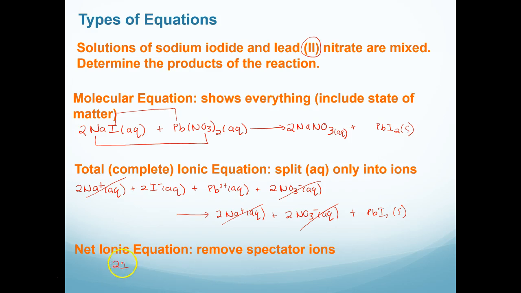So 2 iodide ions react with 1 lead 2+ ion, and we produce lead iodide as a solid. So a chemical reaction occurred.